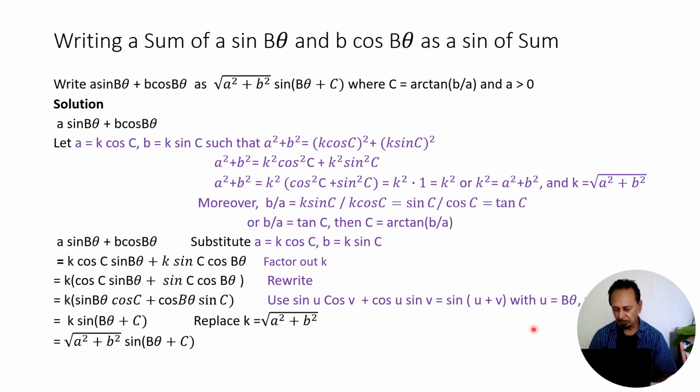So with u equal to b theta and v equal to c, this condenses to k times sine of u plus v, which is b theta plus c. And now we can replace the k, which we found to be the square root of a squared plus b squared. So we have equal to the square root of a squared plus b squared sine b theta plus c.